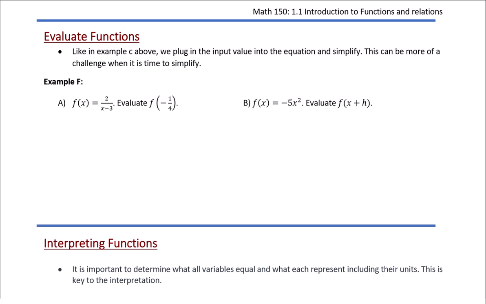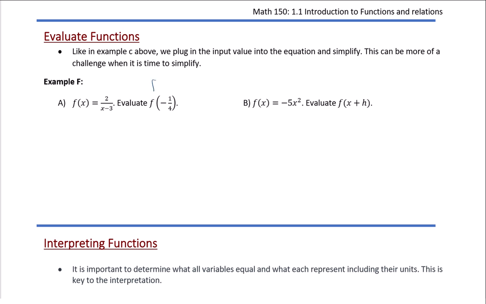So when evaluating functions, we plug in the input value into the equation and simplify. This can be more of a challenge when it is time to simplify than it is when it's time to plug in. So for this first example, f part A, we have the function f of x equals 2 over x minus 3. We want to evaluate f of negative 1/4.